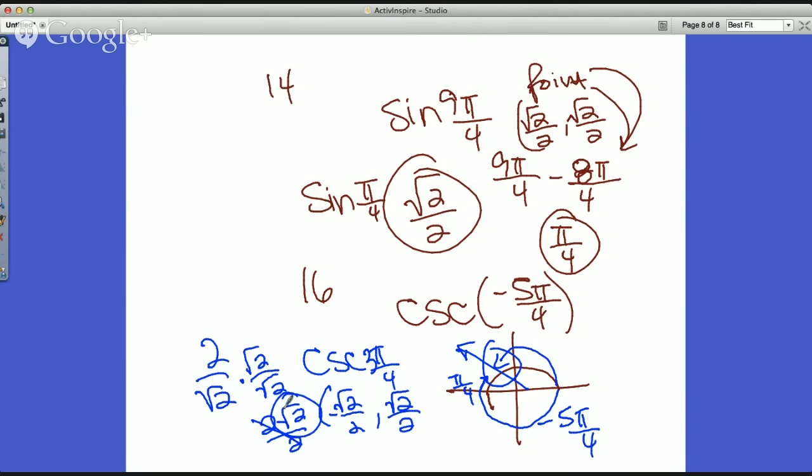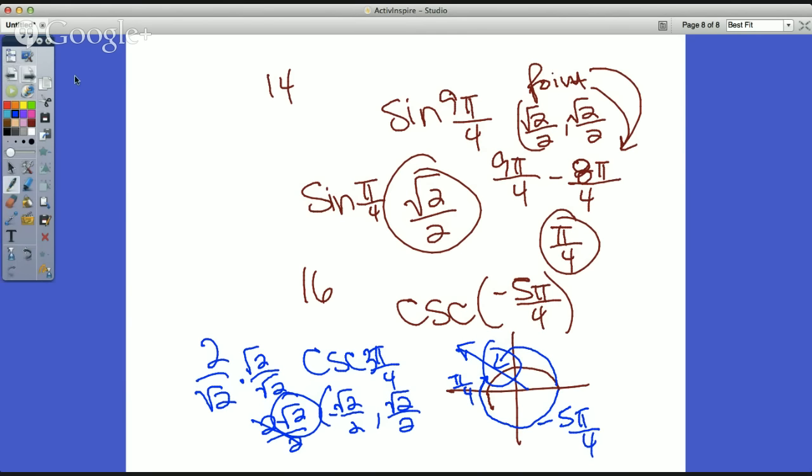All right, next one. 17. What is secant of t? Well, if you know cosine, remember secant is the reciprocal of cosine and vice versa. So that's important. But 17 should be fairly easy. On number 18, this is a very good one.